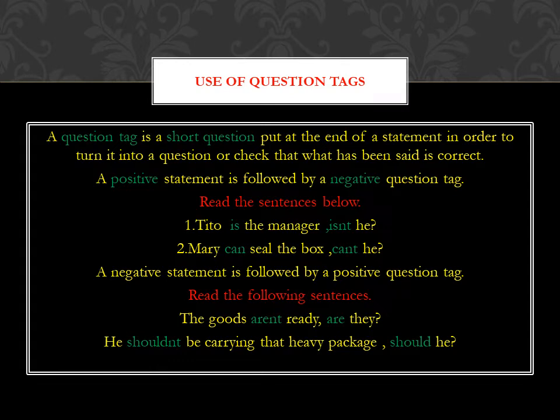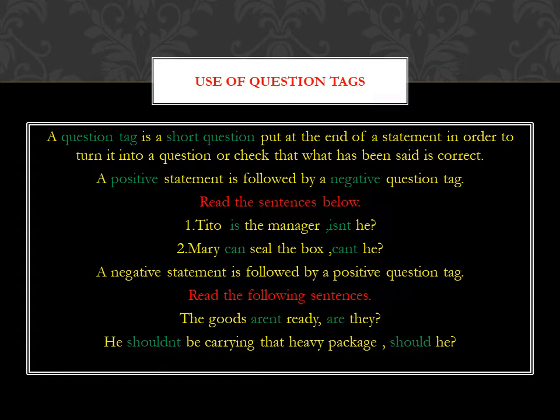So we have positive statements and negative statements. Those are two kinds of statements that you always have in English. If you have a positive statement, it is followed by a negative question tag. That is a rule. You have to master that rule. A positive statement always is followed by a negative question tag, and a negative statement is followed by a positive question tag. That's the difference. It's just the opposite. Positive statement, negative question tag. Negative statement, positive question tag.